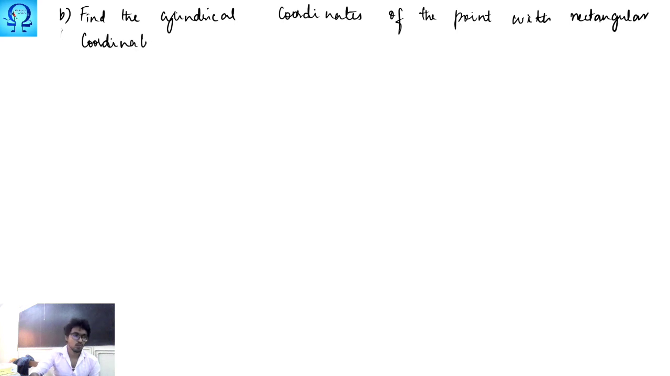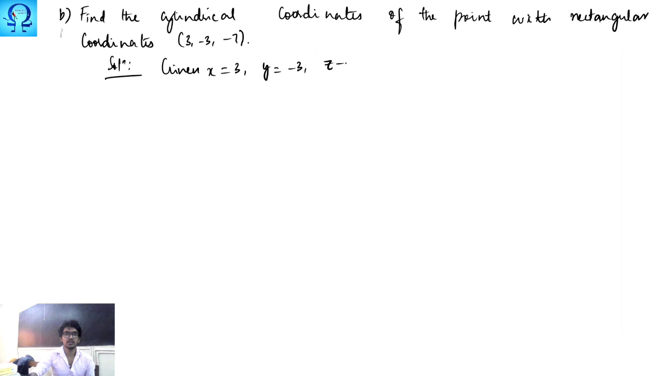cylindrical coordinates of the point with rectangular coordinates (3, -3, -7). So we'll have to do the conversion. We are given that x is 3, y is -3, and z is -7.